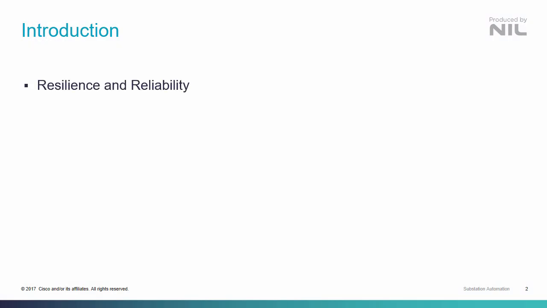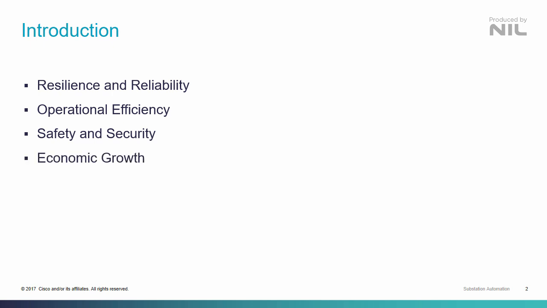Resilience and reliability are the most important factors in any environment. This is especially true in the utilities space. Often, there is a requirement from the business side to lower the operational expenses and to improve the operational efficiency. Safety and security for the infrastructure as well as the workforce are also one of the main concerns. Finally, almost every company's goal is economic growth, which also includes modernization and expansion. The main goal is, of course, to increase the revenue flow.